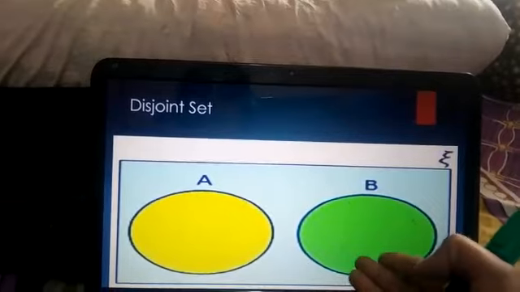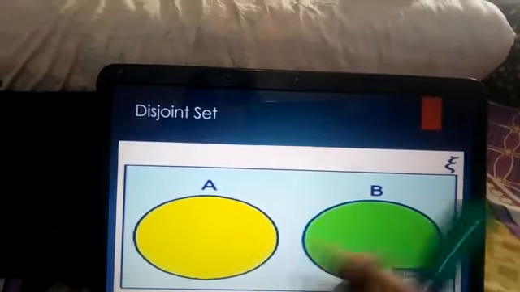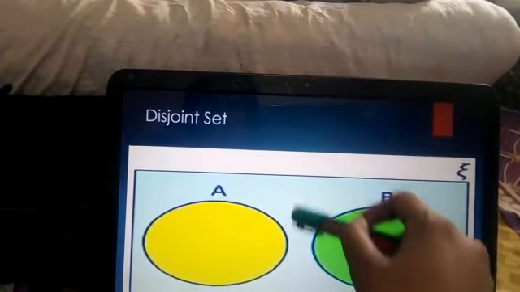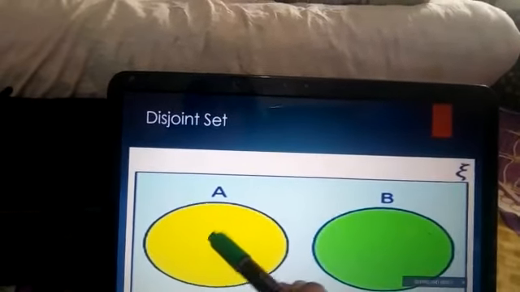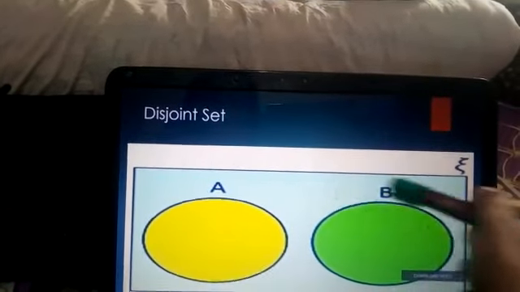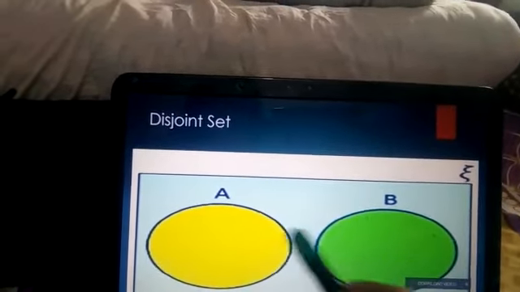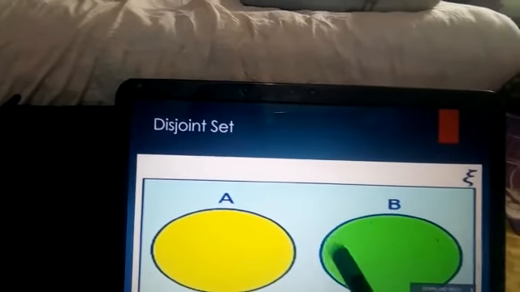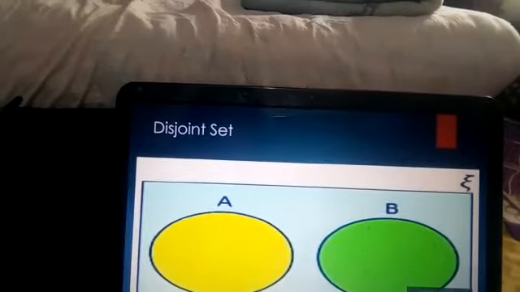But the remaining names which are not green or yellow in color will come here in the rectangle, like apple, because it is red, it is not yellow, it is not green, so its name will be written here in the universal set. And such kinds of sets which are not overlapping, which don't have anything in common, are called disjoint sets.